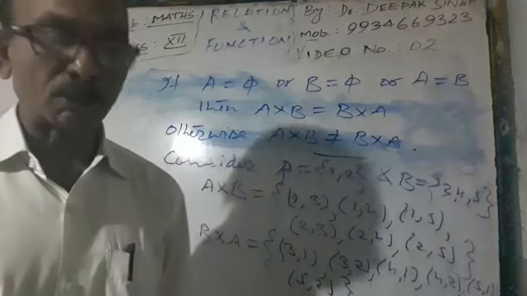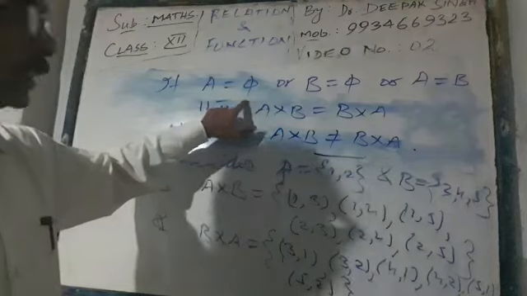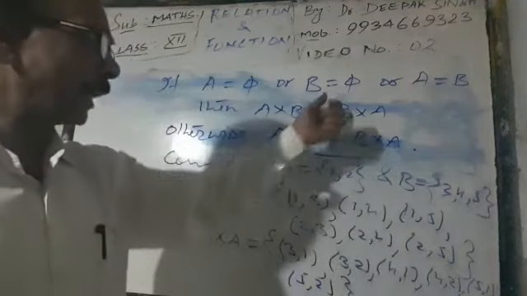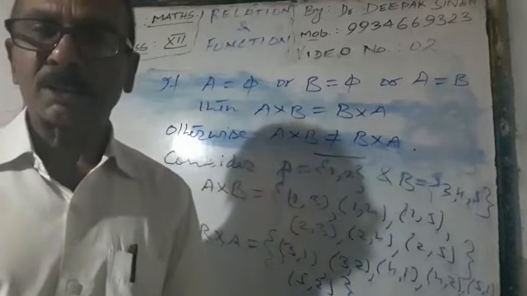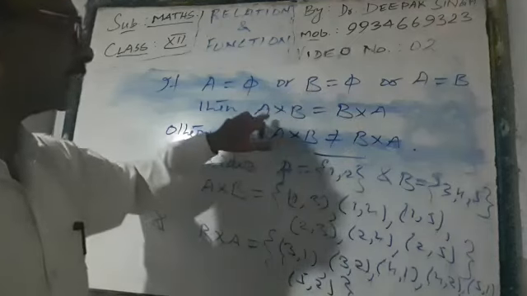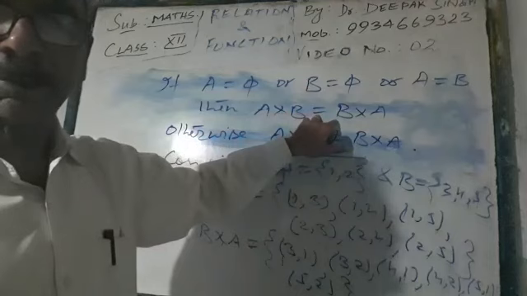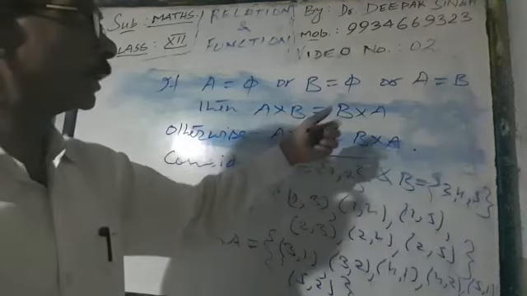Then undoubtedly A cross B is equal to B cross A. Just try to understand like this. If A has no element, naturally if we talk about A cross B, no pairs can be formed. Likewise, if B is not having any element, then if you take A cross B or B cross A, you will get no element. In these two cases, A cross B would be equal to an empty set, as well as B cross A, and then they are equal.